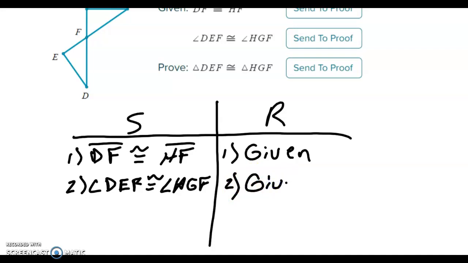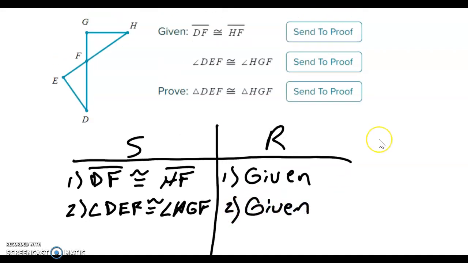And that is also given. So let's go ahead and mark that information. So DF is congruent to HF right there. DEF is congruent to HGF right there.